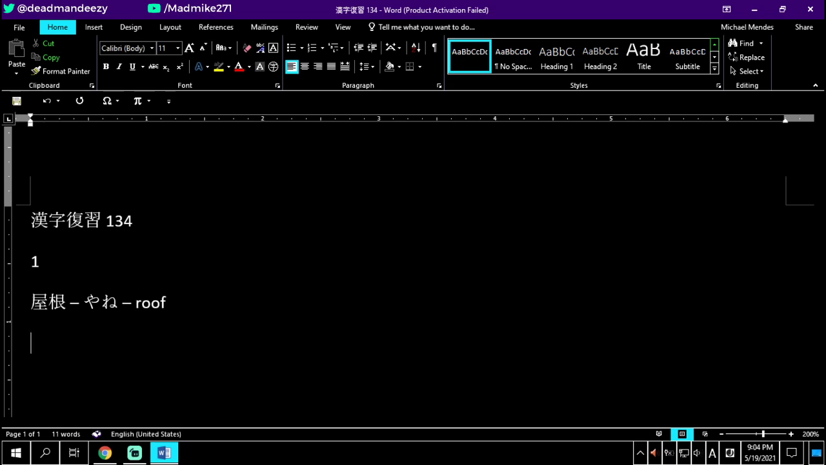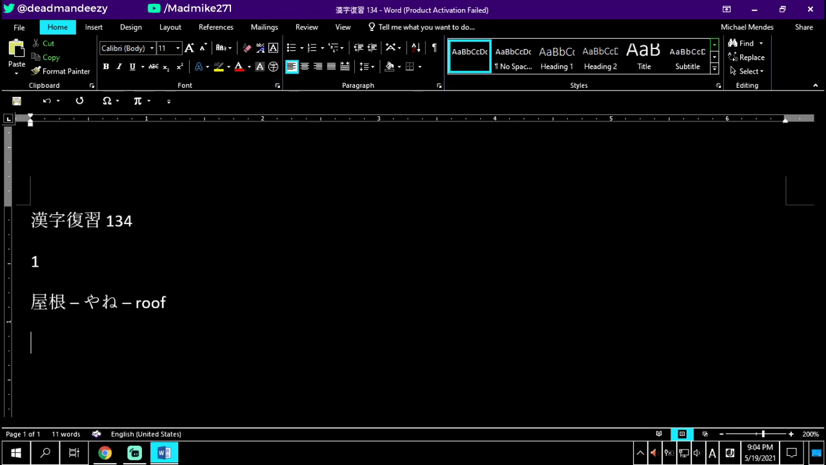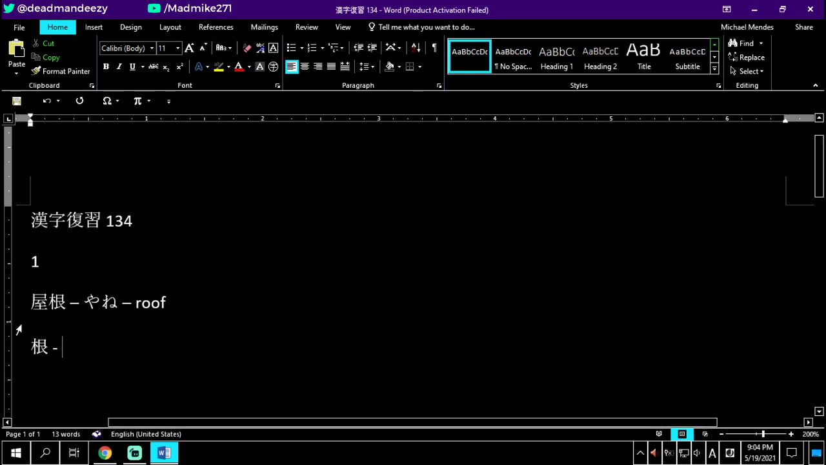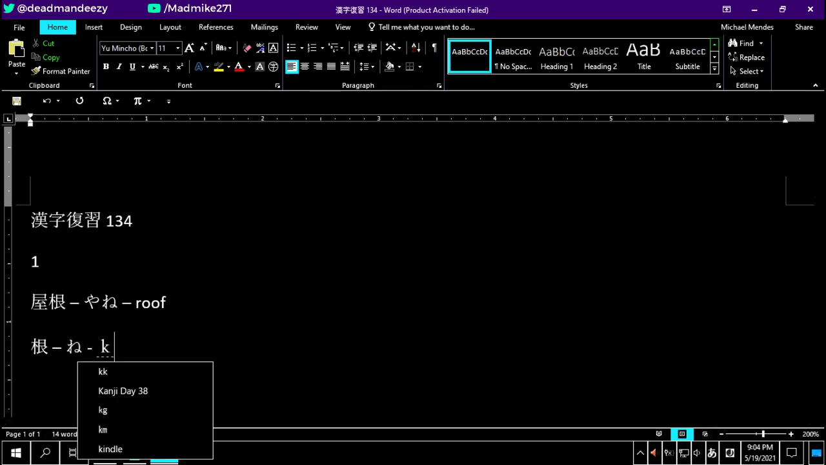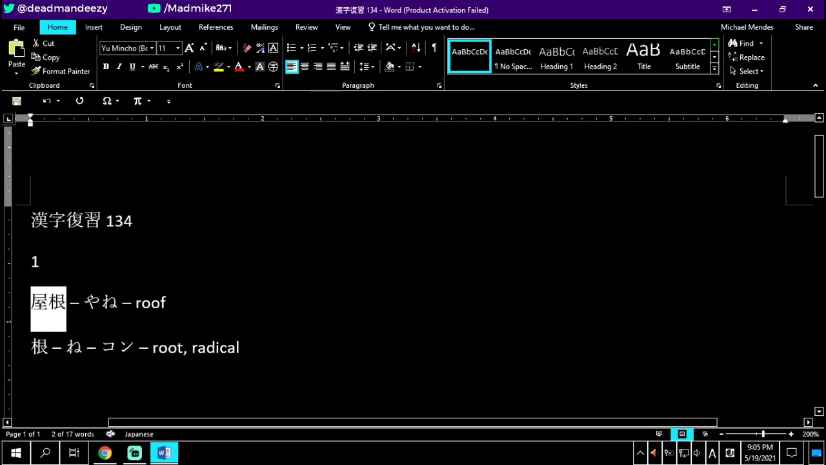On the left side, we have our kanji for roof, oku or ya. On the right side, we have a brand new kanji with the radicals for good. Is that good? This is northeast on the right side, and on the left side, we have tree. So the northeast tree is a brand new kanji with kunyomi ne, onyomi kon, which means a root or a radical. So the roof's root is just the roof.